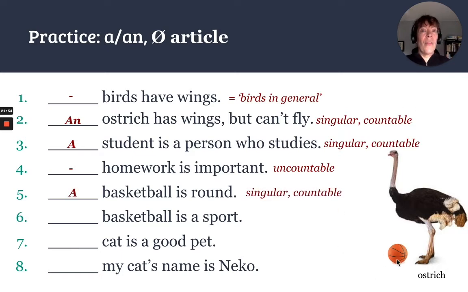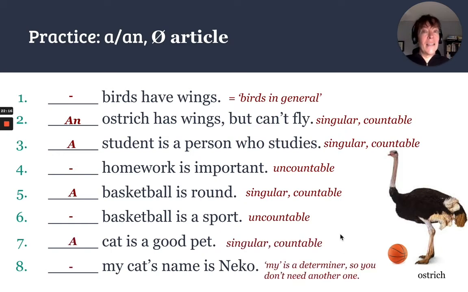A basketball is round. Here, they're talking about this object, something you can touch and something you can count. Basketball is a sport. This is not talking about this object. It's talking about basketball as a general thing, as a sport. So no article. A cat is a good pet, and my cat's name is Neko. Notice here we already have my, so we don't say a my or the my. We have only the need for one thing before the noun.